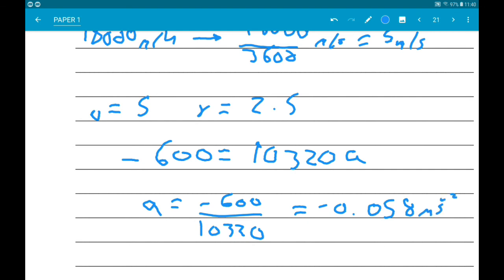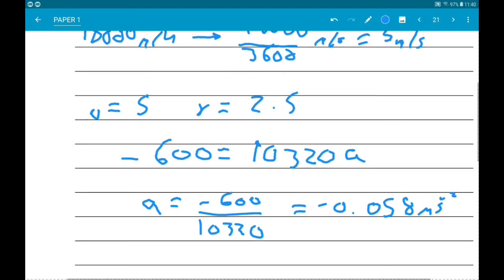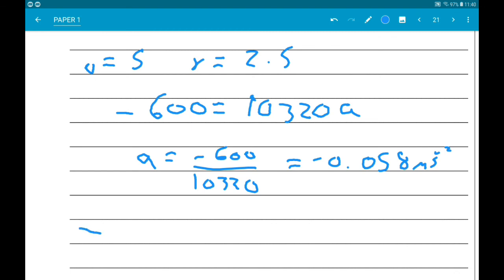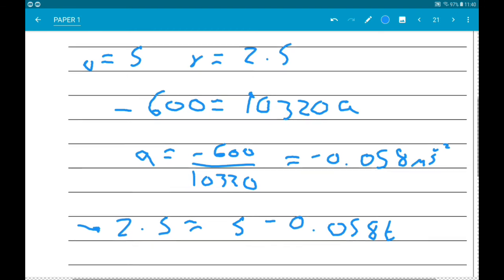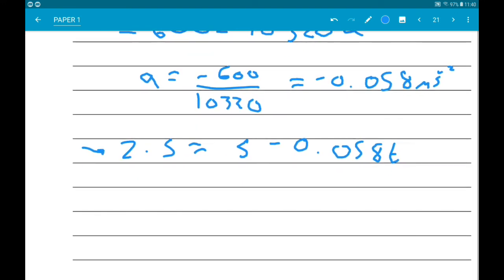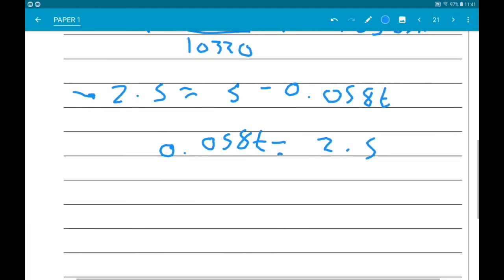Okay, so now, again, we can use V is U add AT, so we get 2.5 is equal to 5 minus 0.058 T. Which we can rearrange to 0.058 T is equal to 2.5, and then divide by 0.058 and we get T is 43 seconds.